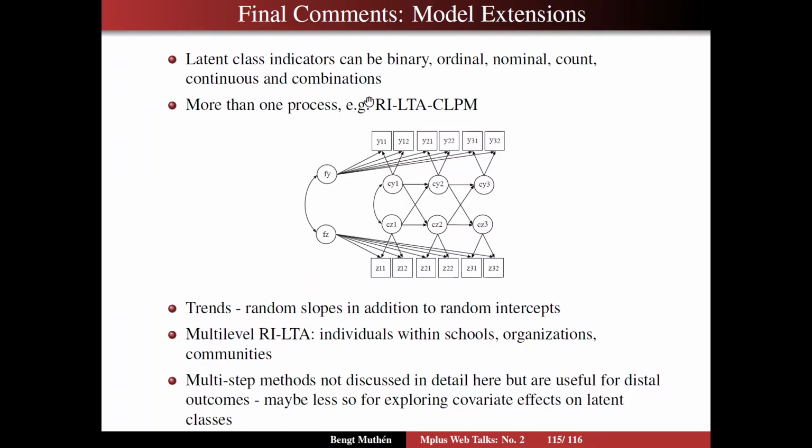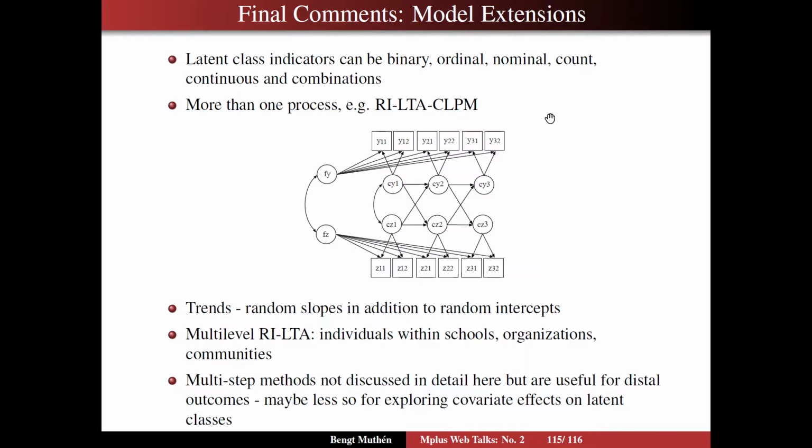For instance, here we have a random intercept LTA cross-lag panel model. So we have a latent transition model here with the random intercept, and another latent transition model with the random intercept here. It's a little heavier to compute because you have two random intercepts, so you have bivariate numerical integration, but it's doable. And it's interesting then to see not only the transitions within the process, but also how class membership at one time point in one process influences class membership in the other process at the later time point. So the typical cross-lag panel regressions.